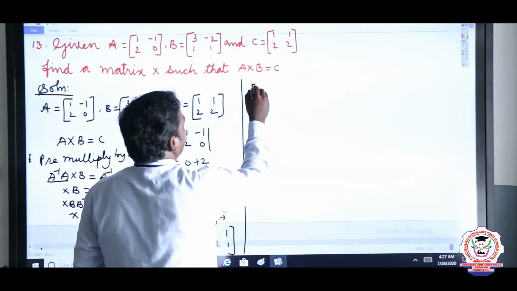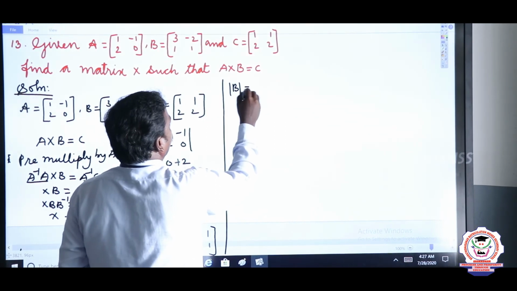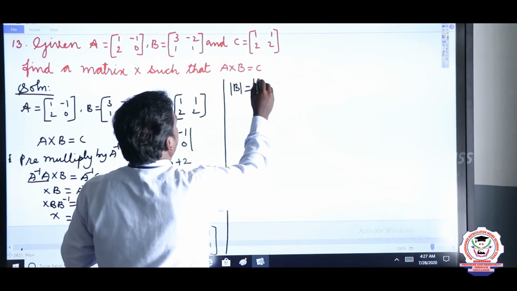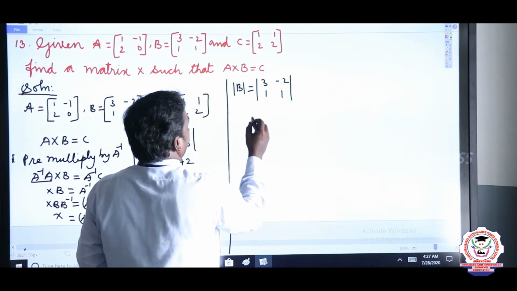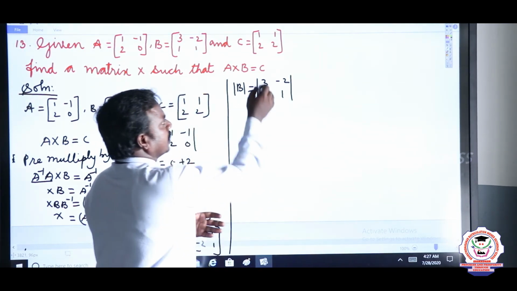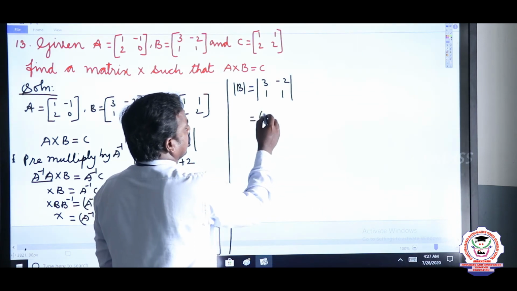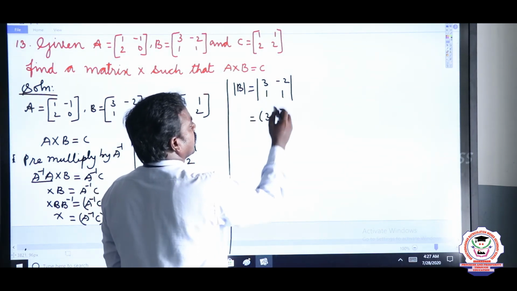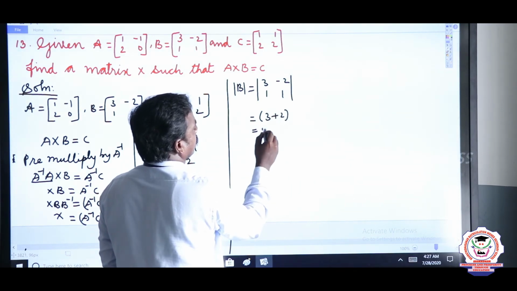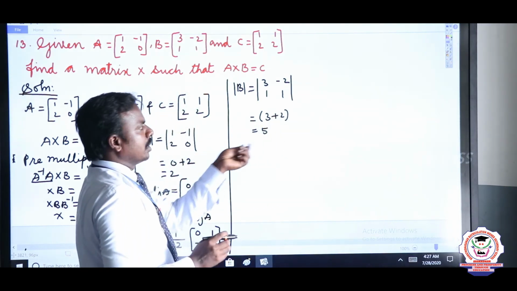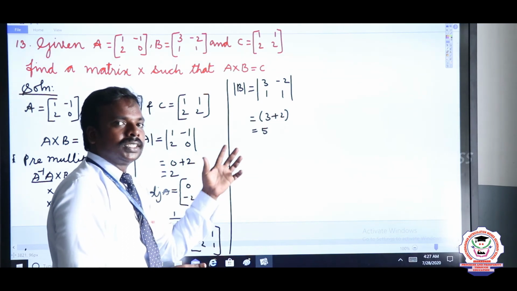To find B inverse, first we have to find determinant of B. Determinant of B is, that is 3, minus 2, 1, 1. Now you simplify this: 3 into 1 is 3, take cross multiplication, minus and minus is plus 2. So, 3 plus 2 is 5, the determinant of B. This is not equal to 0, therefore B inverse exists here.